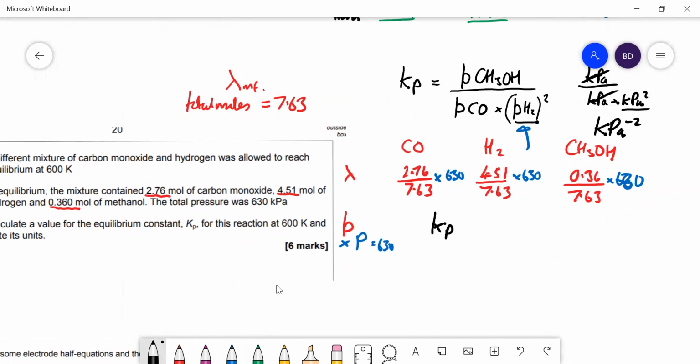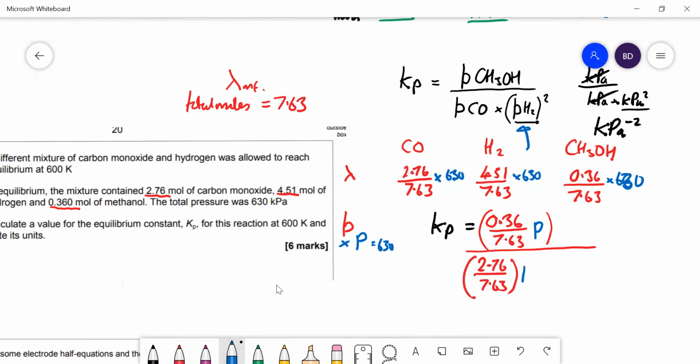So you could have Kp is equal to the mole fraction of methanol, that's 0.36 over 7.63 multiplied by the total pressure. I'll just call that P. That's the partial pressure of methanol, divided by 2.76, for this is the carbon monoxide, over 7.63 multiplied by the total pressure, which is big P, and then multiply that by, for hydrogen, we've got 4.51 over 7.63 multiplied by big P, and I'll put that in there, that's 630, and we need to square all of that.